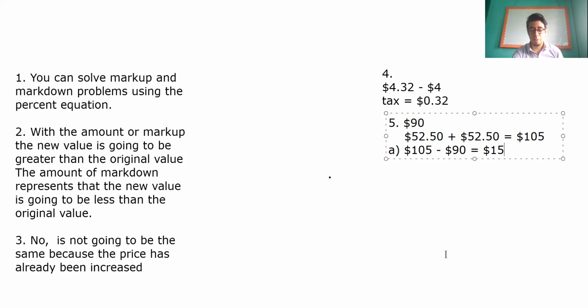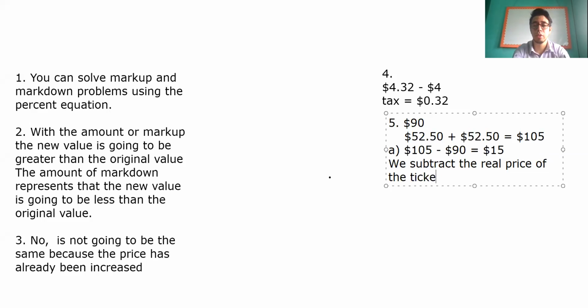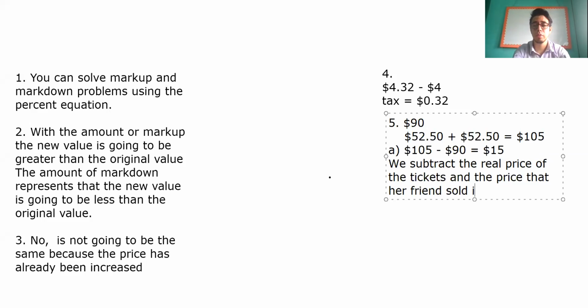And what we need to do in the other step, okay, they are asking you to explain how. So we subtract, sorry, this is not a capital letter, this is in here, okay. We subtract the real price of the tickets and the price that her friend sold it to Shayla. We can use them, because I'm talking about two tickets, not one. The price that her friend sold them to Shayla. Okay, I think that is complete in here.